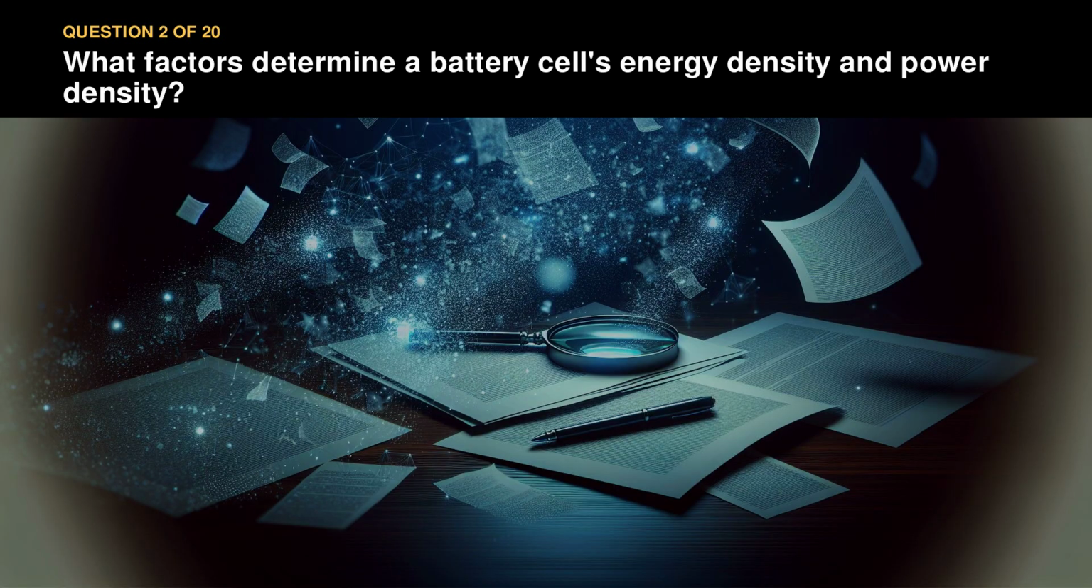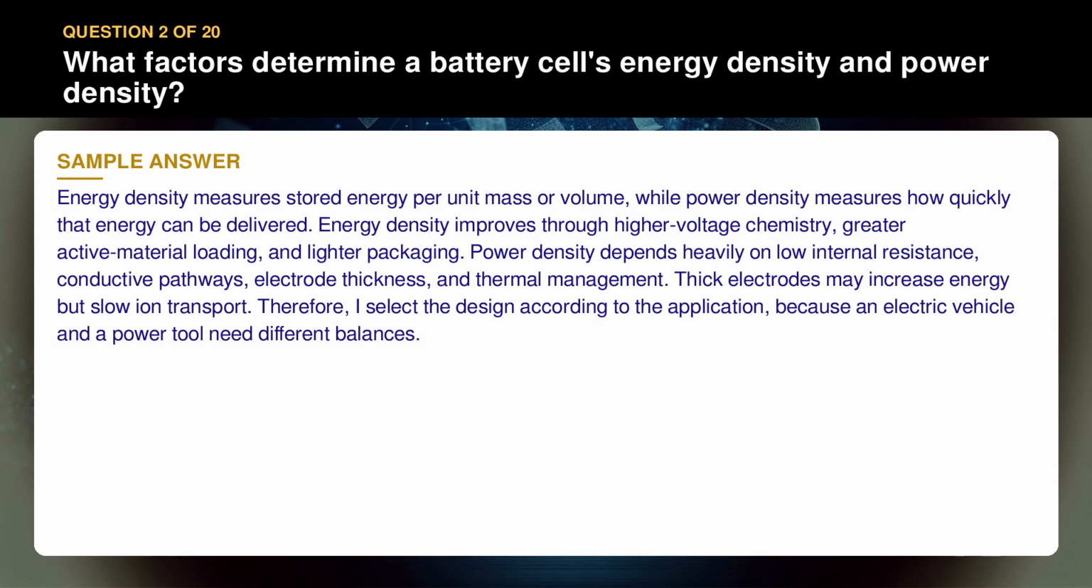Question 2. What factors determine a battery cell's energy density and power density? Energy density measures stored energy per unit mass or volume, while power density measures how quickly that energy can be delivered. Energy density improves through higher voltage chemistry, greater active material loading, and lighter packaging. Power density depends heavily on low internal resistance, conductive pathways, electrode thickness, and thermal management.